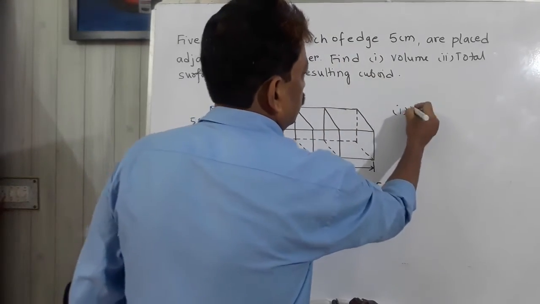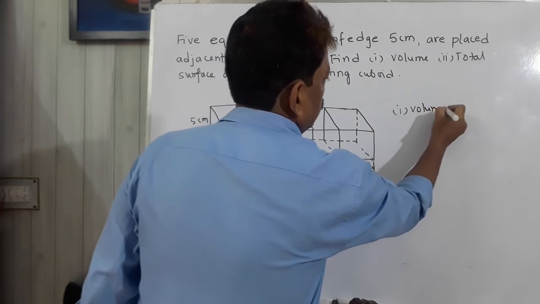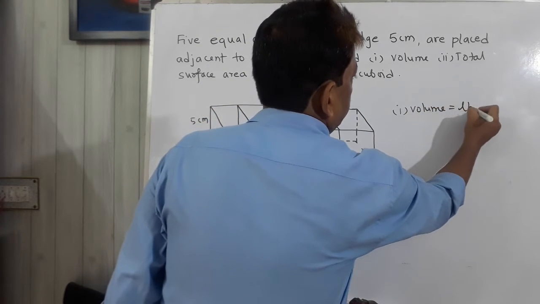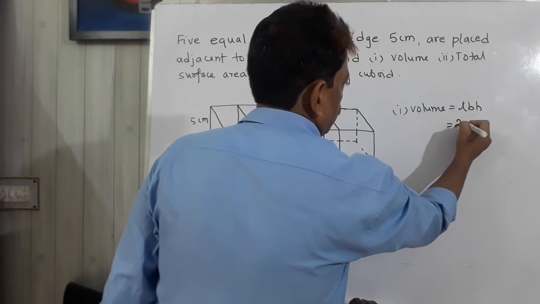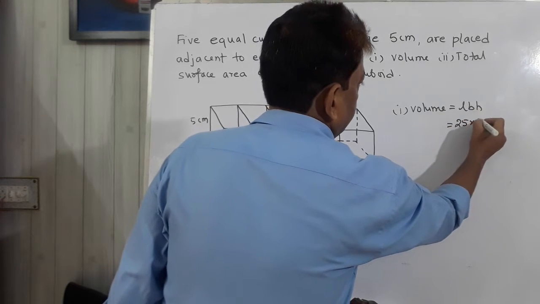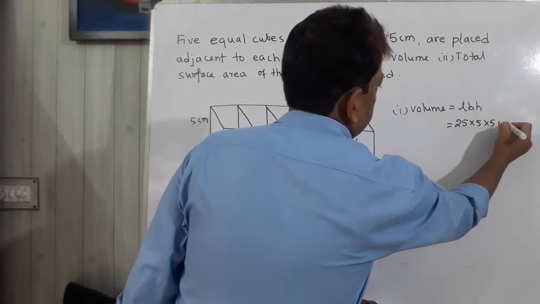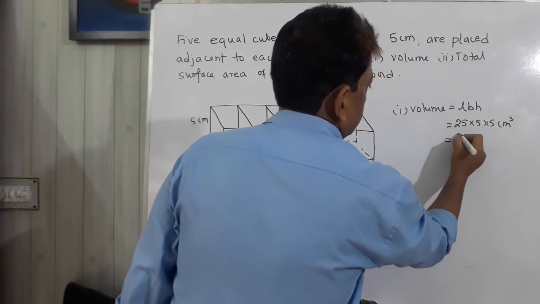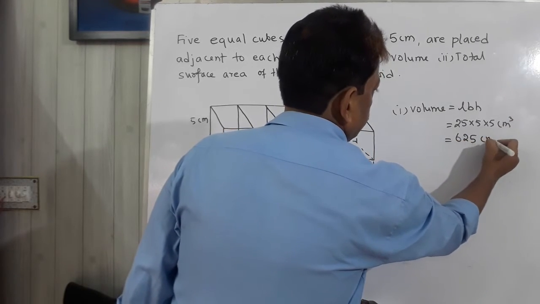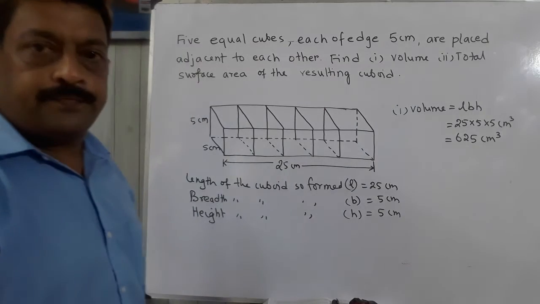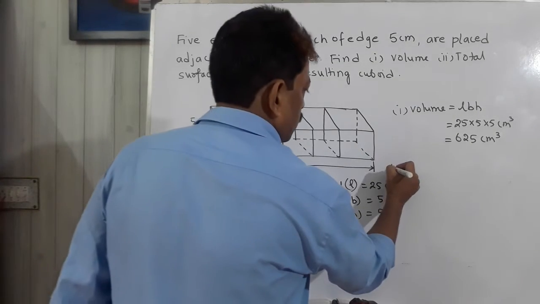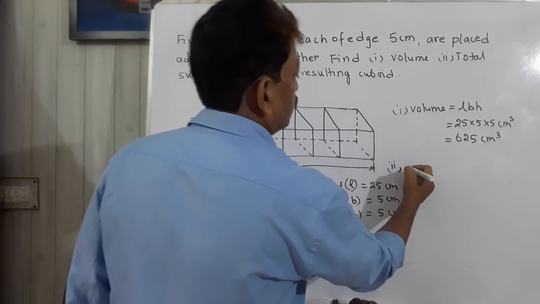Question number 1, volume equals to L into B into H, that is 25 multiplied with 5 multiplied with 5 centimeter cube. So it is 625 centimeter cube. Clear? Okay. Now the total surface area.